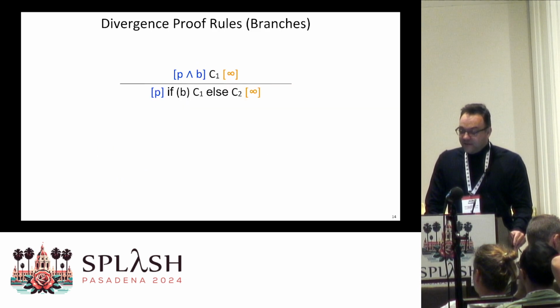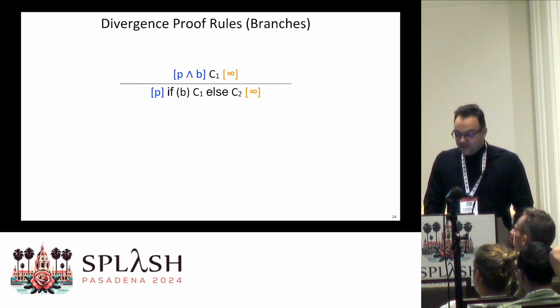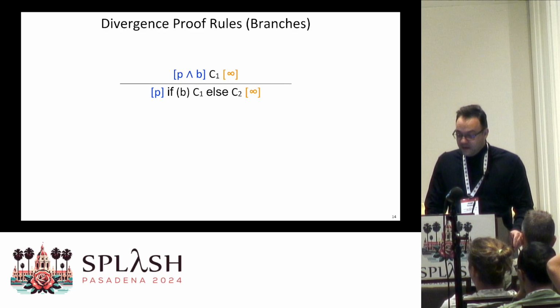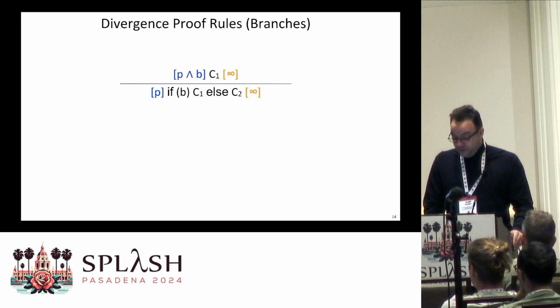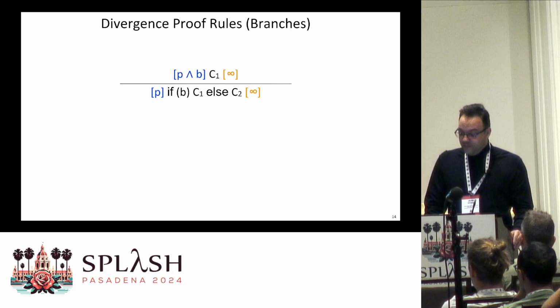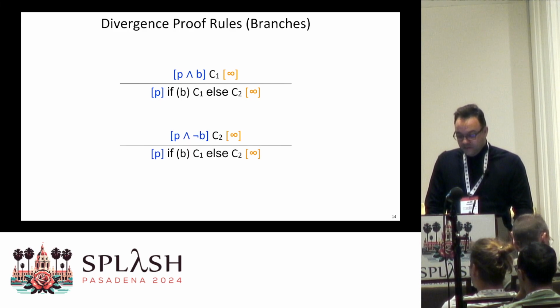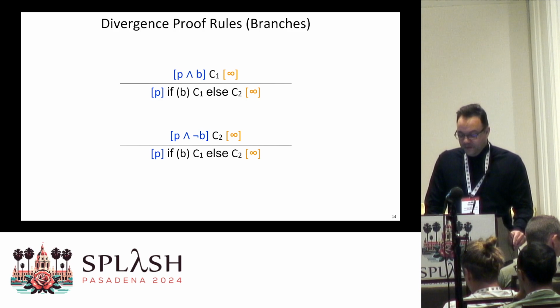We have a bunch of divergence proof rules in our logic. For example, conditionals, where you start, if you assume that P and B, C1 diverges, if C1 diverges starting in P and B precondition, then if B, C1, else C2 diverges starting in P. Similarly, if you know that C2 diverges when you start from a pre-state satisfying P and not B, then if B, C1, else C2 diverges when it starts in P.